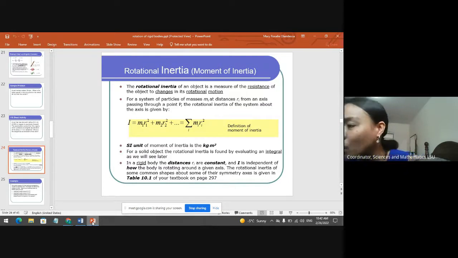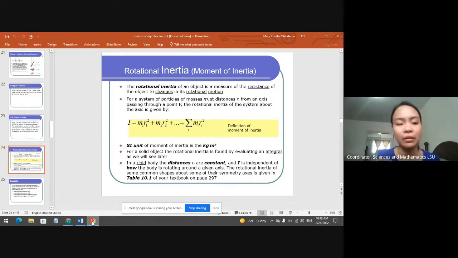Say for example, I have this water bottle. When I open my water bottle, sometimes it's hard to rotate because of the moment of inertia of the cap of the water bottle. Another example: if I hold my water bottle this way, at the center, and I want to rotate it like that, will I be able to rotate the water bottle easily?